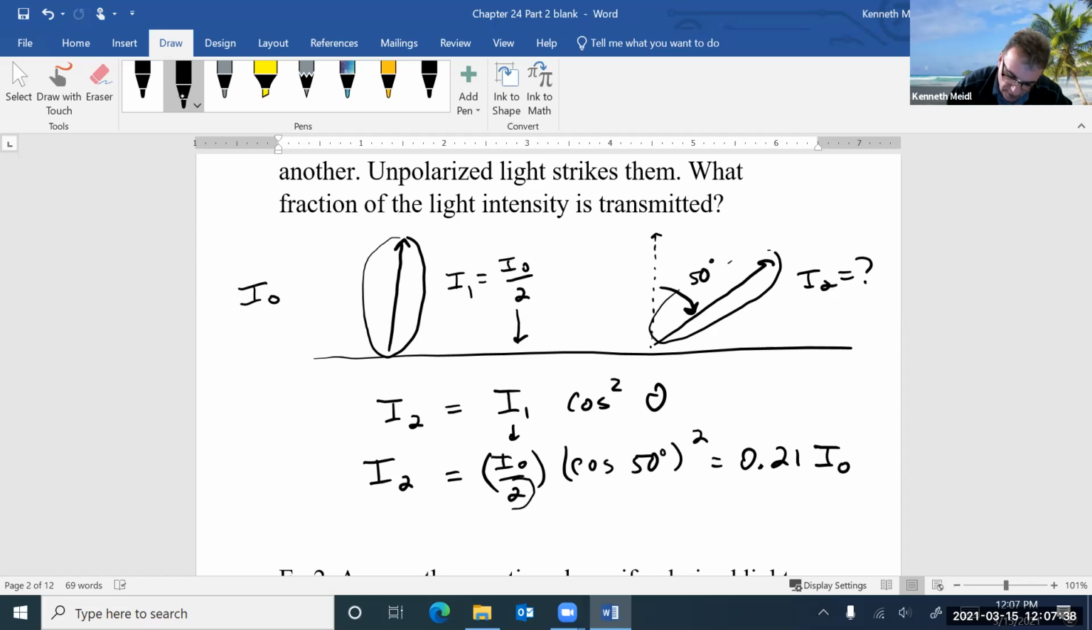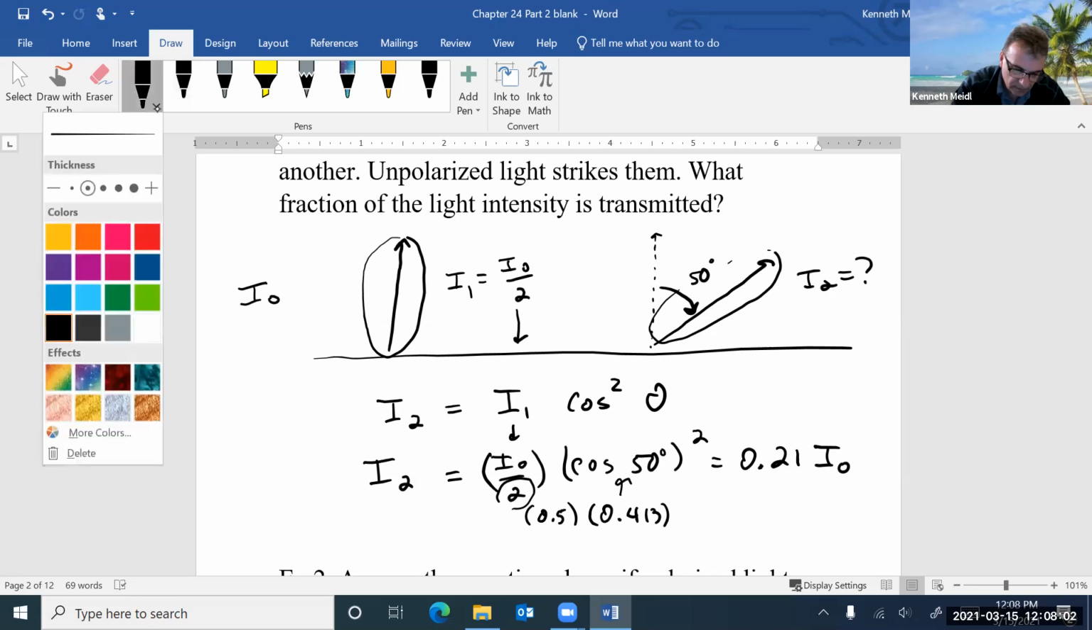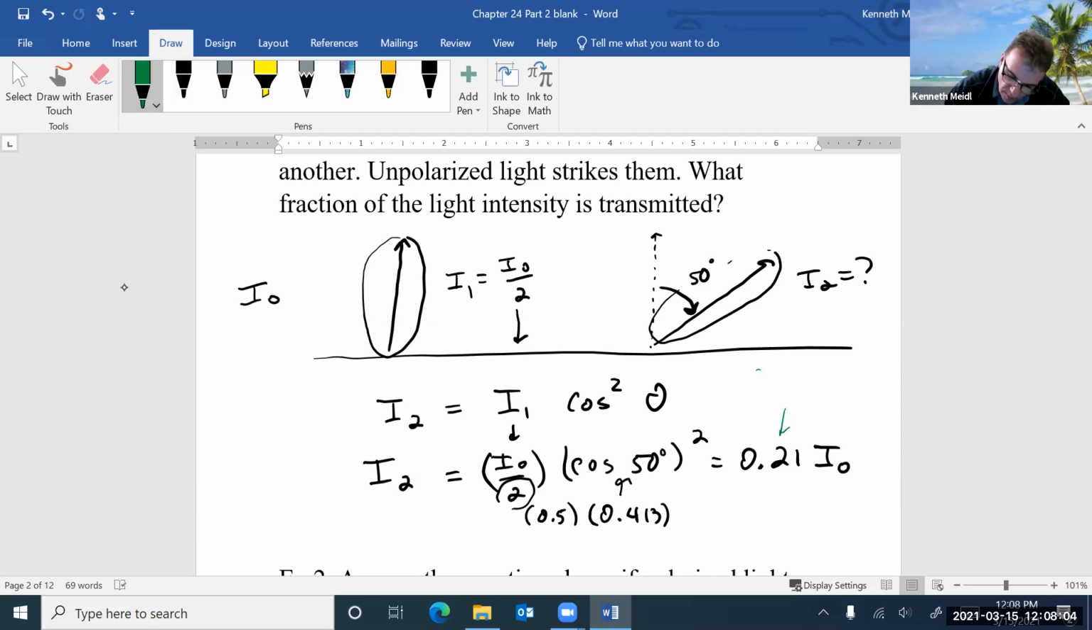On my calculator, 50 cosine, and I square it, this is like 0.413 or something like that, and 1/2 is 0.5. When I multiply them together, I get 0.21. So in other words, 21% of the incoming light, I0, survives two polarizers that are 50 degrees from each other. And if I make that angle 90 degrees, we would end up with 0, right?